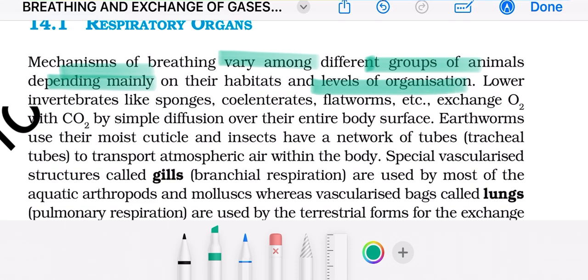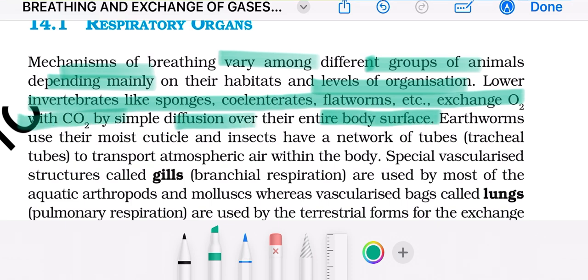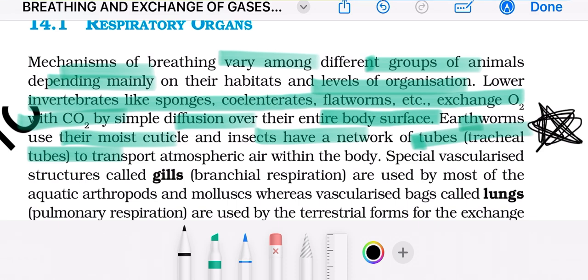Lower invertebrates like sponges, coelenterates, flatworms, etc. exchange oxygen with carbon dioxide by simple diffusion over their entire body surface. Earthworms use their moist cuticle, and insects have a network of tubes called tracheal tubes to transport atmospheric air within the body.